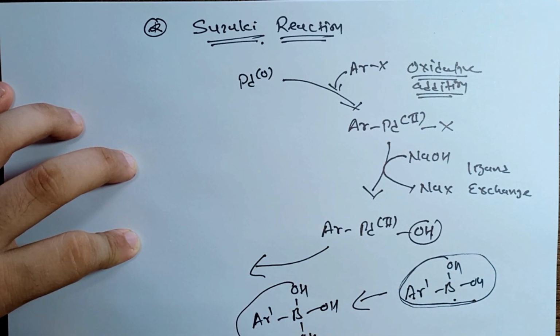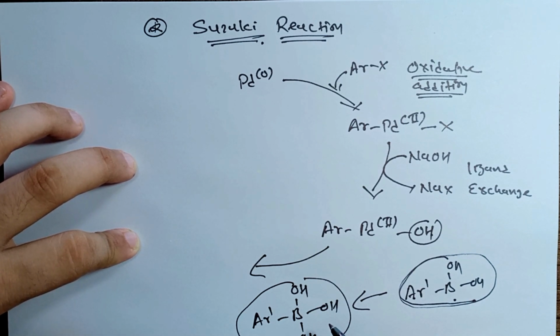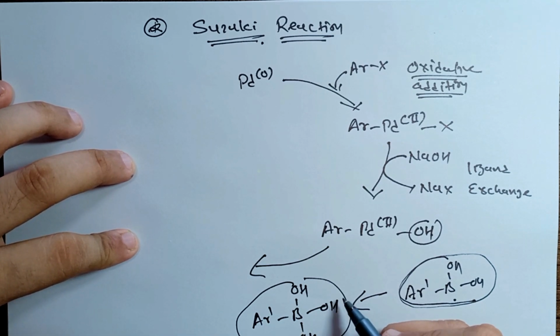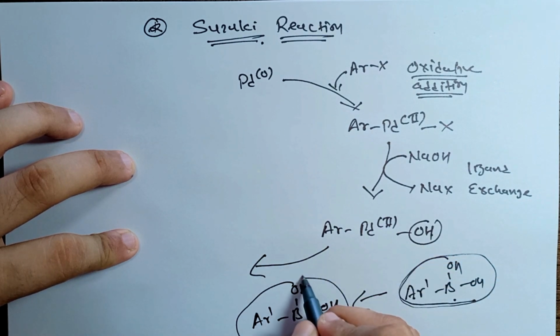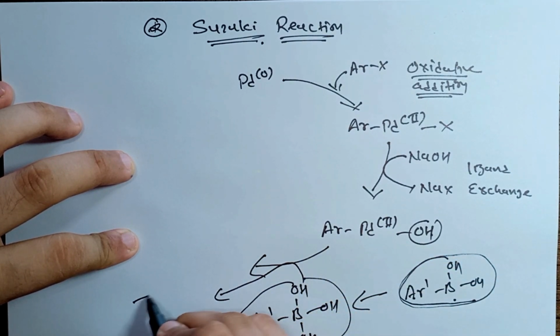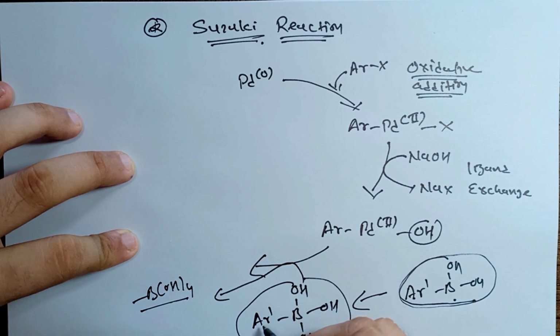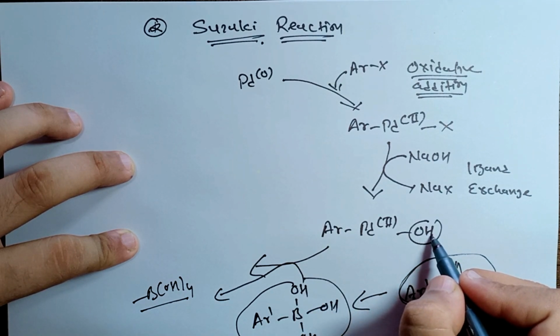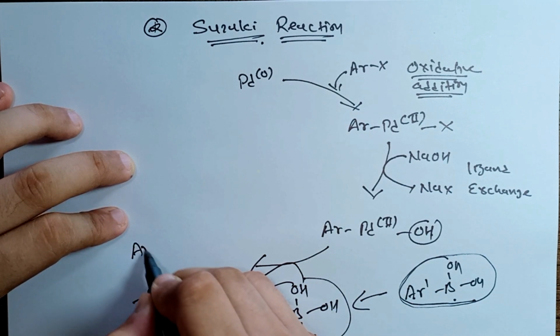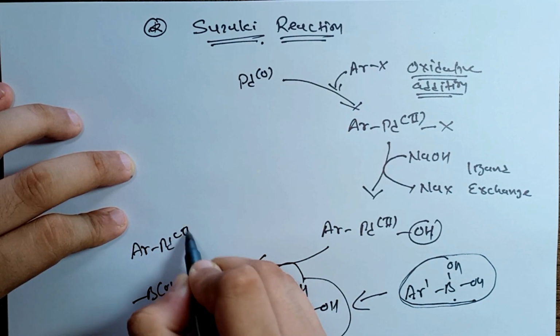So this will be our byproduct. Here we are having the Ar'-B(OH)3 molecule. Now when this Ar'-B(OH)3 molecule is reacted with this palladium, it is converted into B(OH)4. Now this B(OH)4 will be replaced, and Ar' will be in place of the OH group. So here we are having Ar-palladium(II).